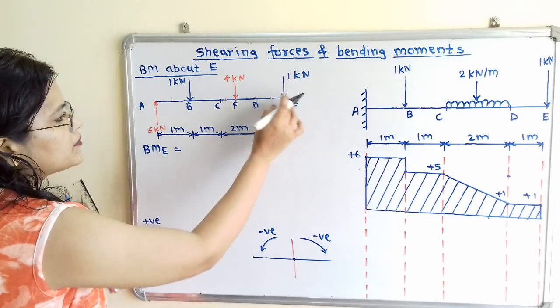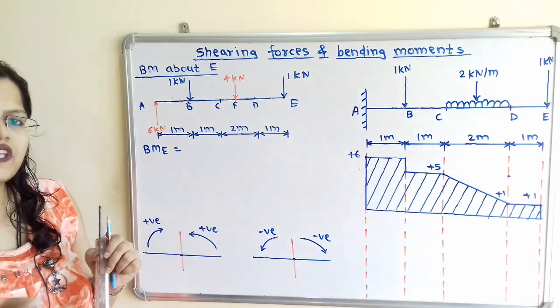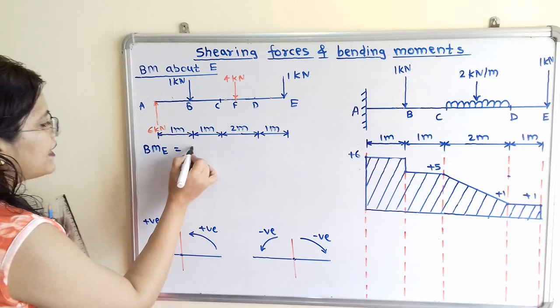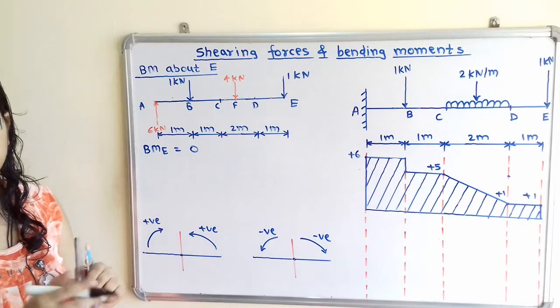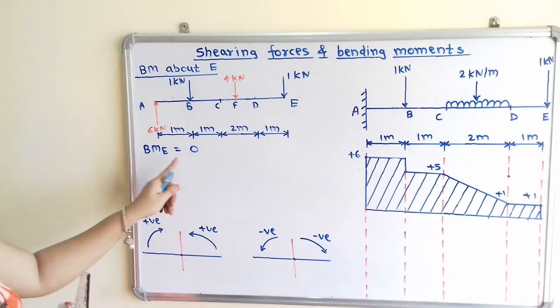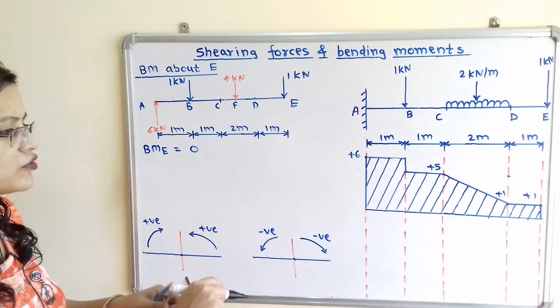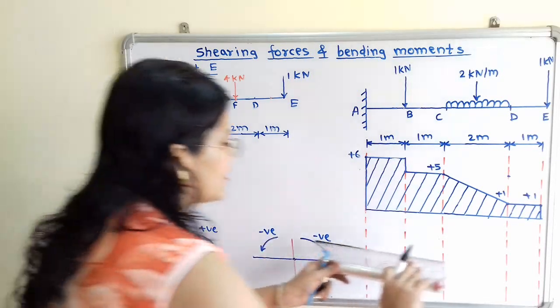So if we observe there is no any force on the right hand side, so bending moment at point E is equal to 0, and we have to plot this point on the diagram. So first we will draw here one baseline.